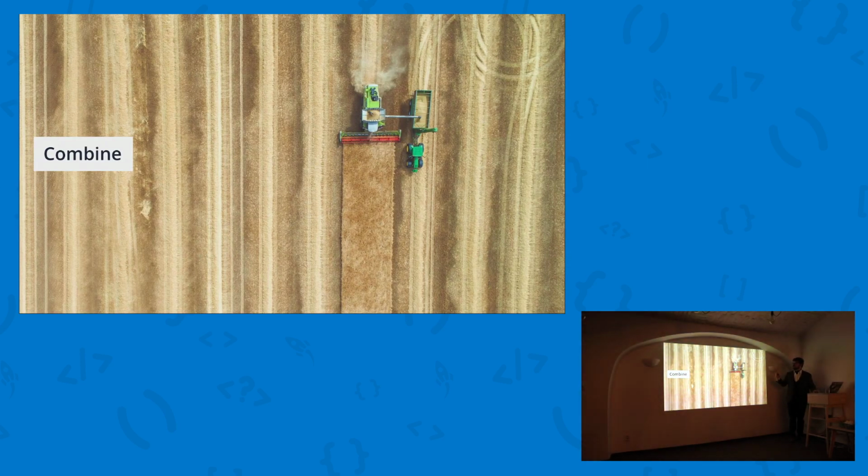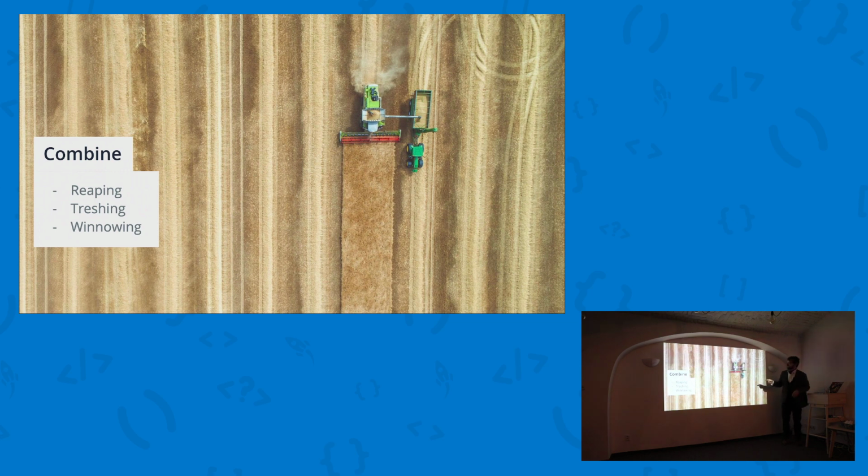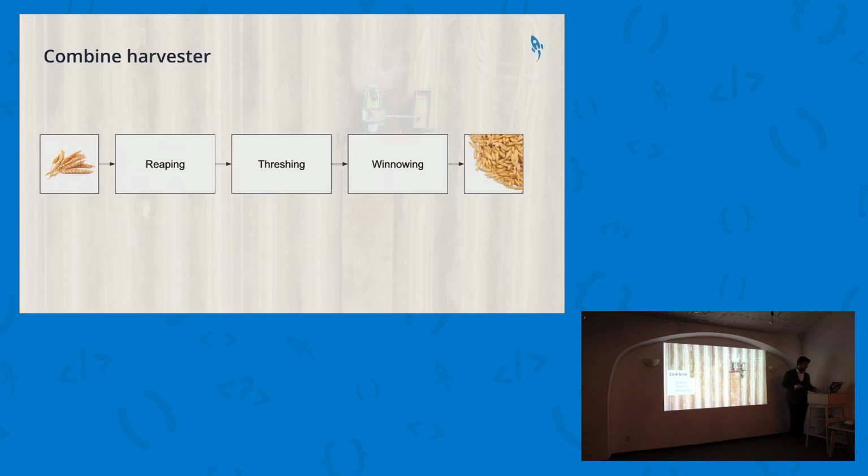So why is it called Combine? Does anyone know? No? Because it's reaping, threshing, and winnowing. That's something I learned recently. I didn't expect anyone to know that. And so this is why it's Combine. Because you have wheat on one side, and then you reap those wheats, then you thresh those wheats, which means basically you loosen the seeds. And the winnowing is like getting the seeds out of those, well, long things. And here we have seeds. And the combination of those operators is basically what's happening here.